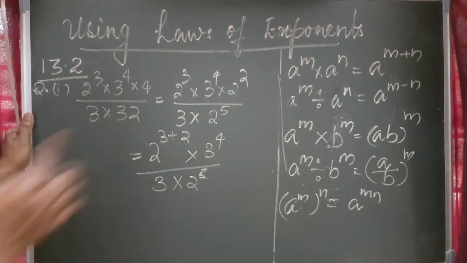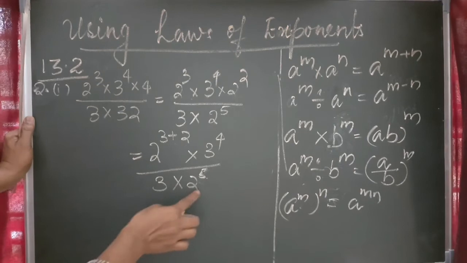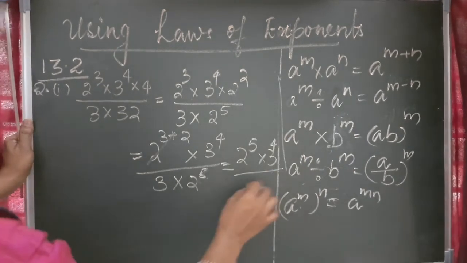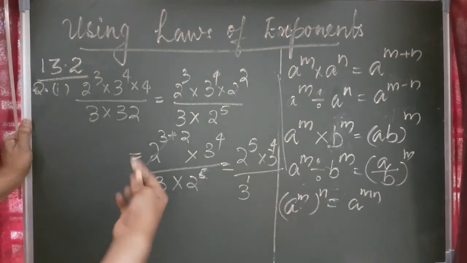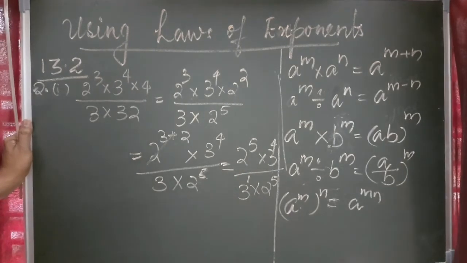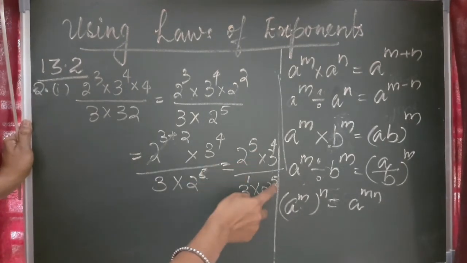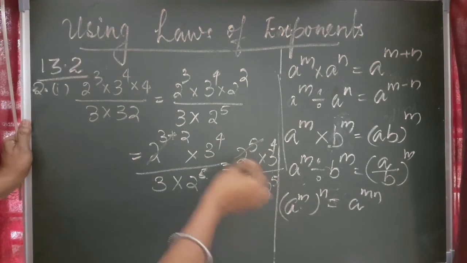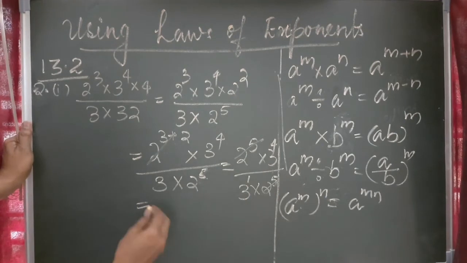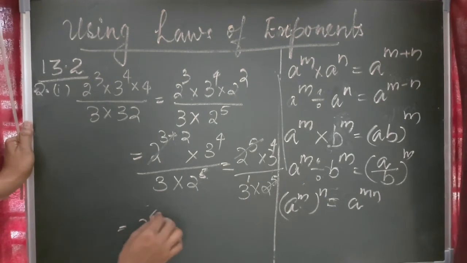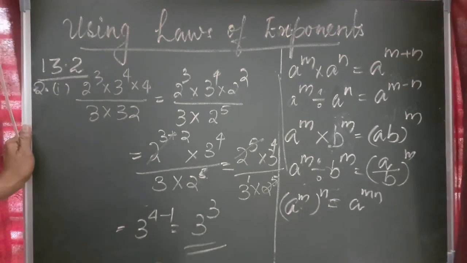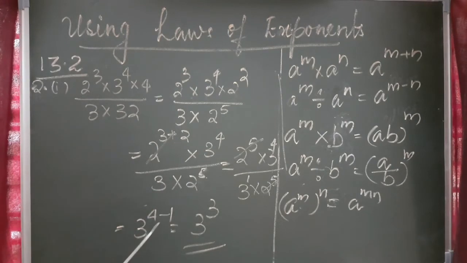Now here we got 2 raised to 5 in the numerator, and in the denominator we have 2 raised to 5, with 3 raised to 4 by 3 raised to 1. The 3 means it is 3 raised to 1. Here we get 2 raised to 5 and 2 raised to 5. Actually it is 2 raised to 5 minus 5, or we can cancel these two, so it becomes 1. What is remaining? 3 raised to 4 and 3 raised to 1, which is equal to 3 raised to 4 minus 1, which is equal to 3 raised to 3. Since it is division, we have subtracted the powers.